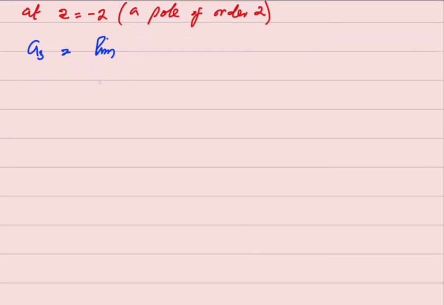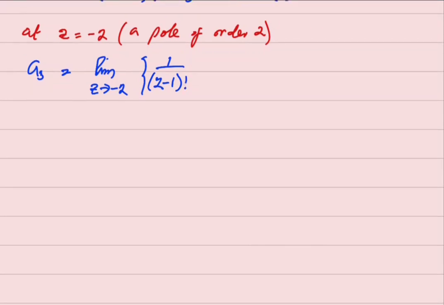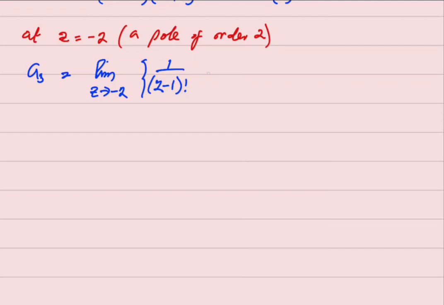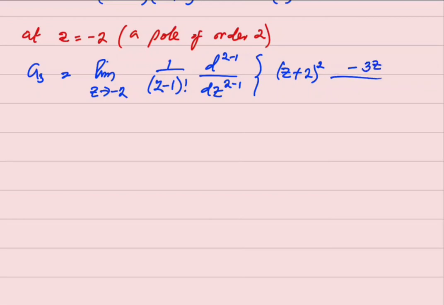Limit as z goes to minus 2 into 1 over (2 minus 1) factorial. If you remember that formula, you can check my former lecture or former note on that. d^(2-1)/dz^(2-1) of (z plus 2) raised to power 2 into f of z. f of z will be minus 3z divided by (z squared minus 1) into (z plus 2) everything squared.